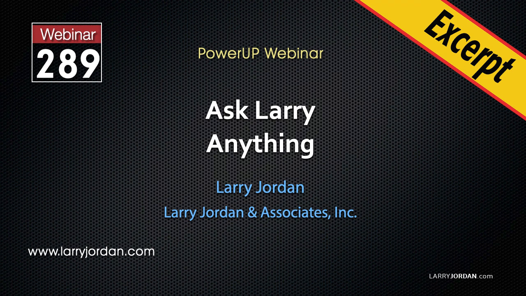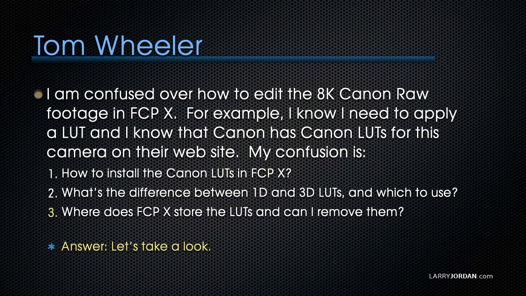In this excerpt, I answer a question on how to use LUTs to color grade HDR or log video in Final Cut Pro 10. Tom Wheeler asks, I'm confused over how to edit the 8K Canon RAW footage in Final Cut 10. For example, I know I need to apply a LUT, and I know that Canon has Canon LUTs for this camera on their website. My confusion is, how do I install the Canon LUTs in Final Cut 10? What's the difference between a 1D and 3D LUTs and which to use? And where does Final Cut store the LUTs, and can I remove them?